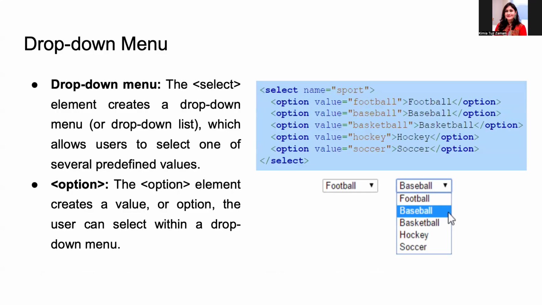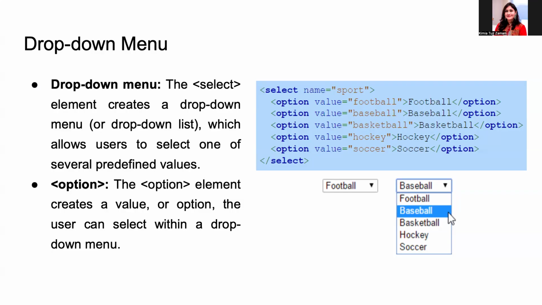Now, drop-down menus. A drop-down menu is created using the select element. This element lets the user pick one option from a list of predefined choices. It's very useful when you want to save space on a form and still offer multiple options. Inside the select element, we use option tags to define the individual values. Each option is one choice that the user can select.